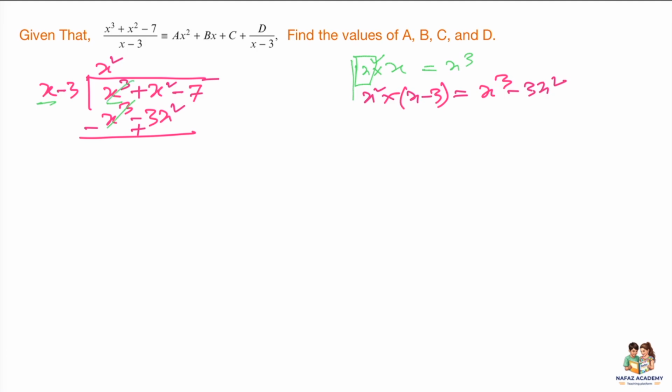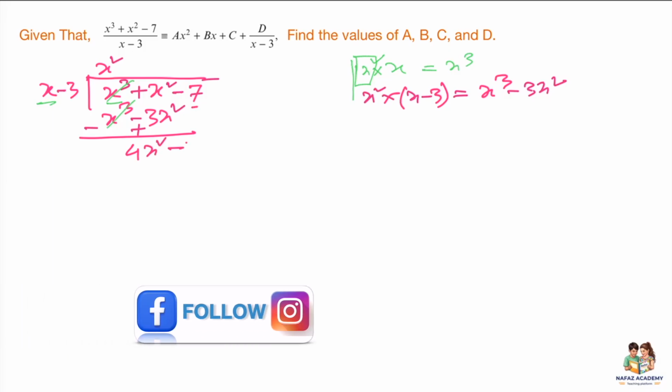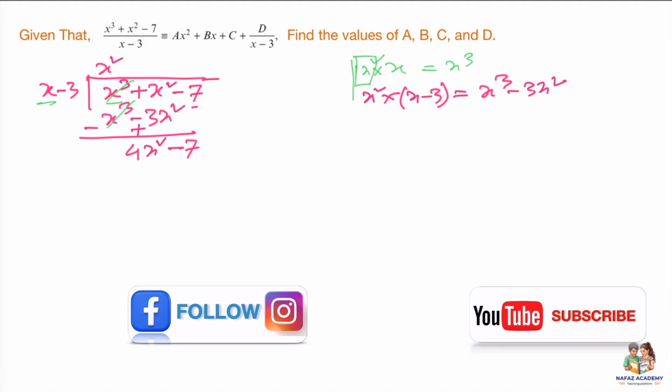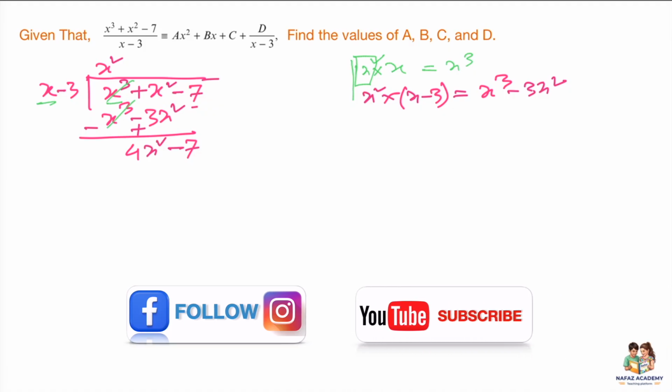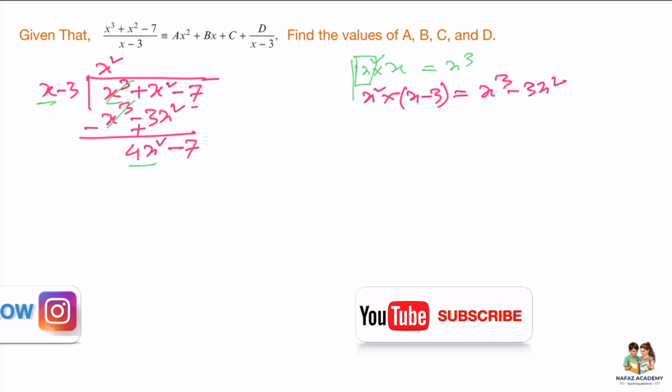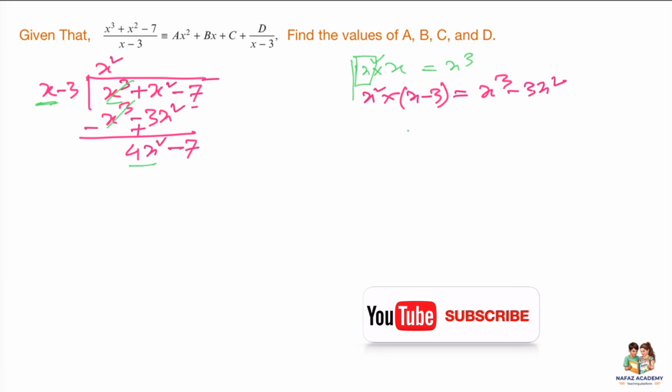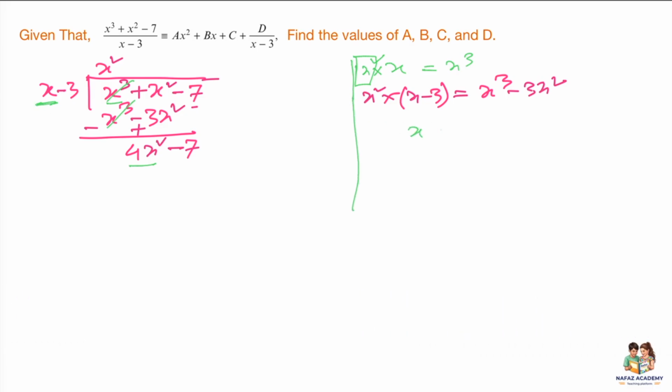Since it is subtraction, minus x cube plus x cube cancel out, plus x square plus 3x square, and it is 4x square. Bring down the minus 7. Now our target is x and 4x square. We have to make them equal, x and 4x square, right? X for the divisor, 4x square for the new expression.